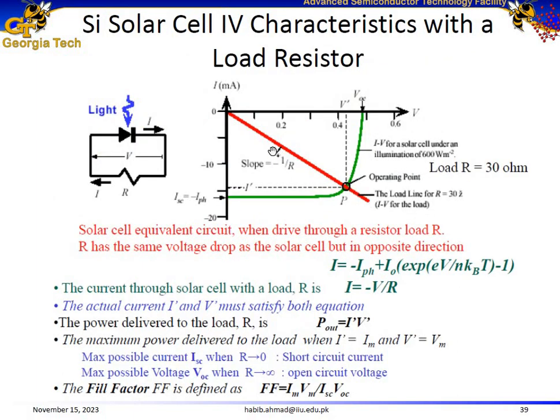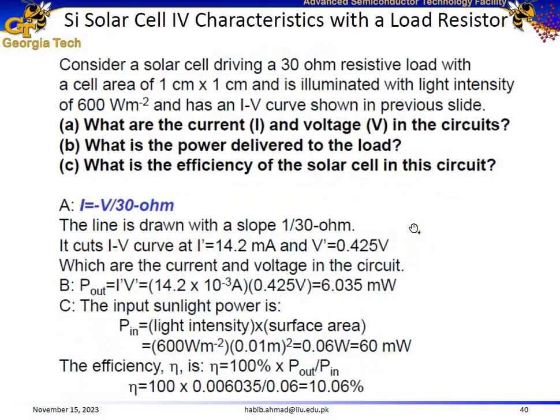We already discussed that we need to determine the slope and then draw a line onto the curve. This point gives us the corresponding current and the corresponding voltage for this resistance across the solar cell configuration. So the corresponding current is 14.2 milliamps and the corresponding voltage is 0.425 volts. The second point is, what is the power delivered to the load? The electrical power delivered to the load would be the product of current and voltage. We already know the current and voltage, so this comes out to be 6.035 milliwatt.